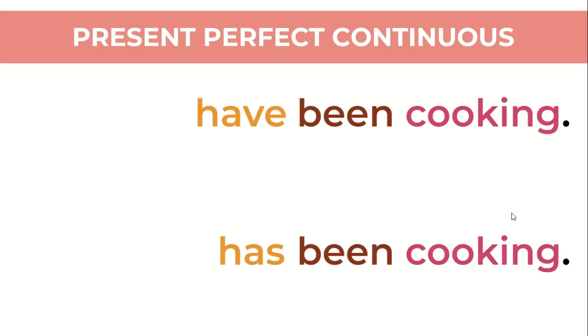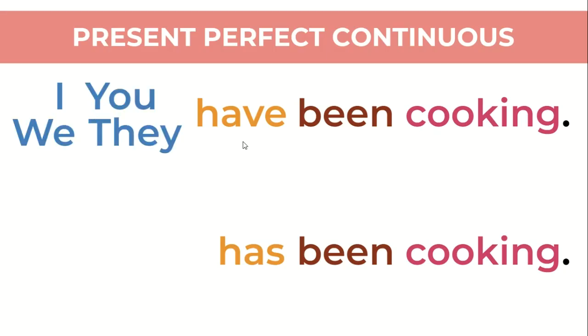It's not a difficult tense to remember. It's always going to be have been or has been, verb ing. Have been cooking, have been seeing, have been going, has been dreaming, has been listening, has been speaking. All right. And so you should know then that the subject pronouns that go with have are going to be I, you, we, they. And of course, our subject pronouns that go with has is he, she, and it.